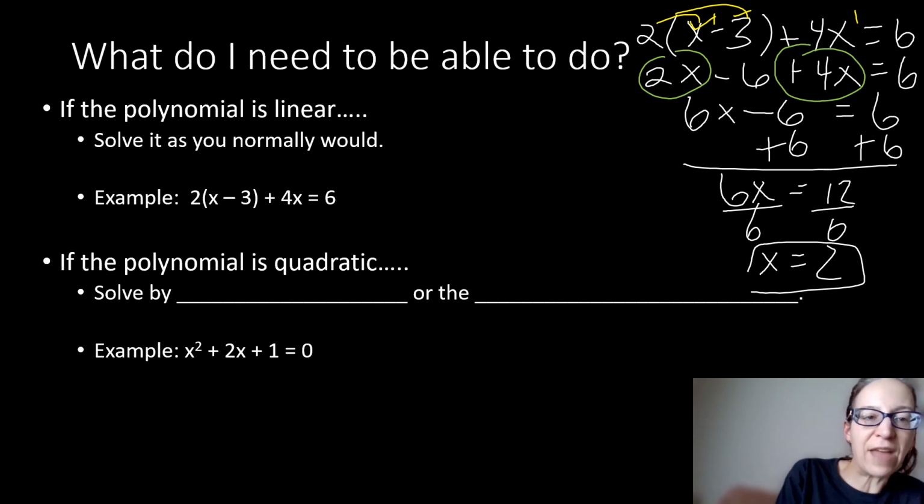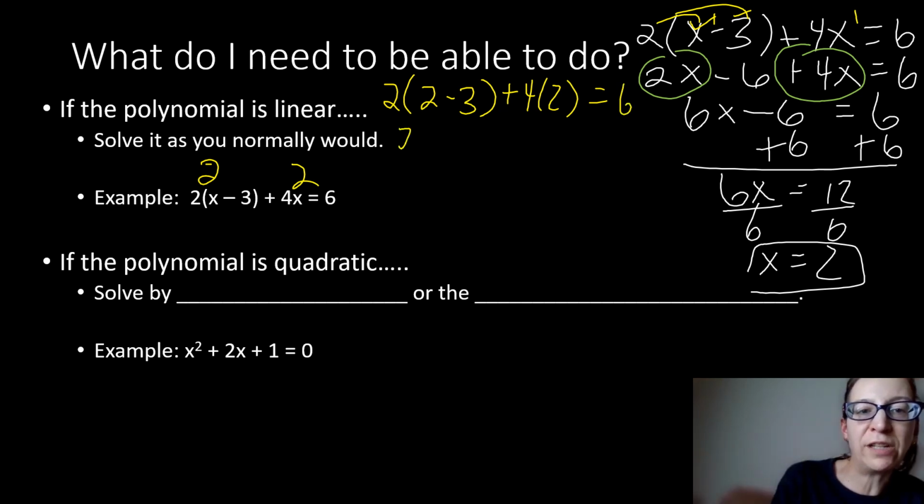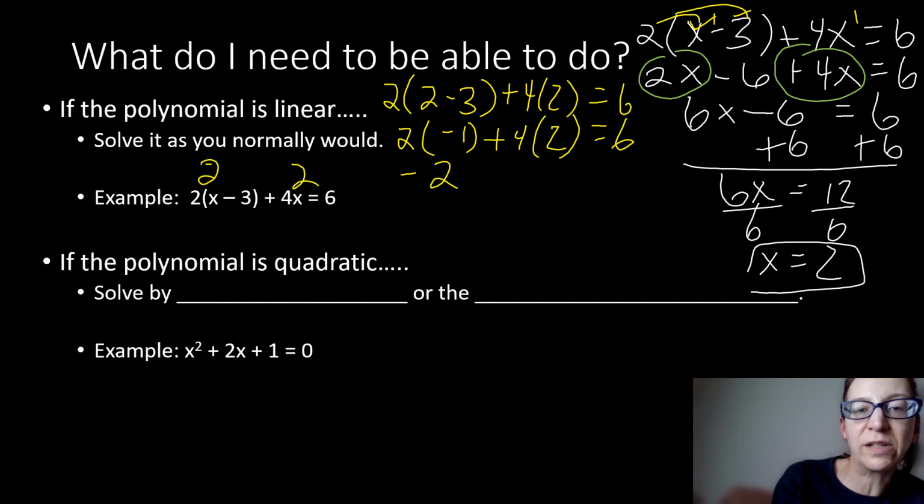If I take that 2 and plug it back into that equation, I have 2 minus 3 plus 4 times 2 equals 6. Starting with order of operations, 2 minus 3 is -1. Parentheses, exponents, I don't have any exponents. Multiplication, division, from left to right: 2 times -1 is -2, and 4 times 2 is 8. And then adding and subtracting, -2 plus 8 is 6.